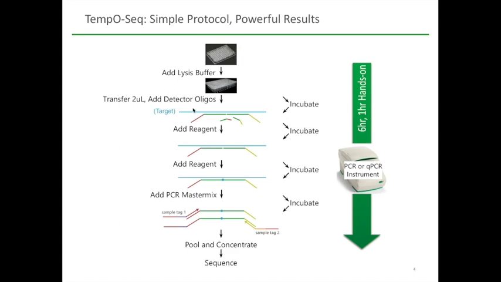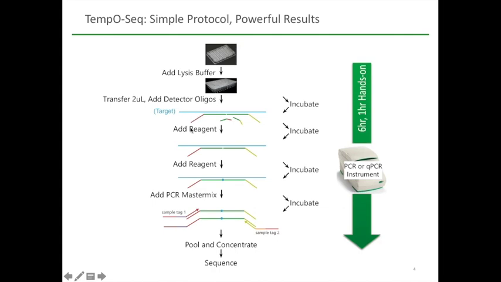To that 2 microliters of crude lysate, detector oligos are added. The detector oligos are what we term the targeting reagent in this case. The blue line indicates the RNA target, and the detector oligos are depicted in green, red, and yellow. Detector oligos comprise a pair of oligos that target a specific gene, and they will then hybridize immediately adjacent to each other to the appropriate target.